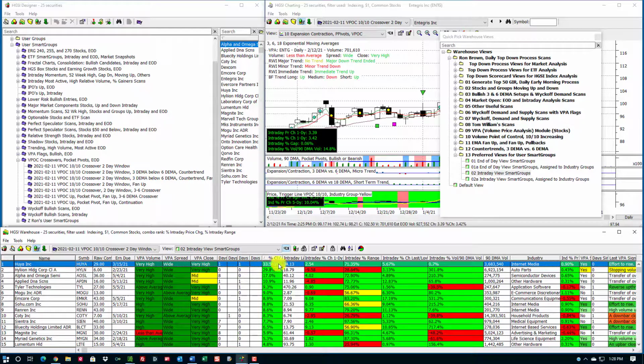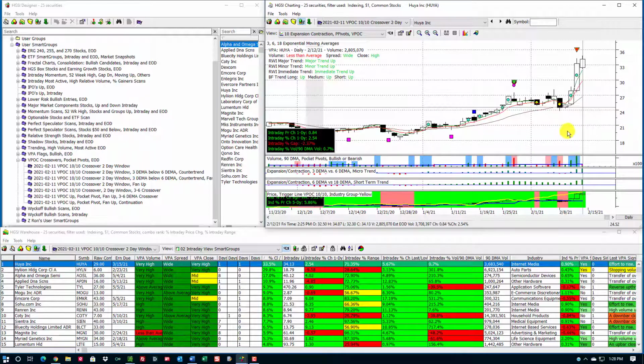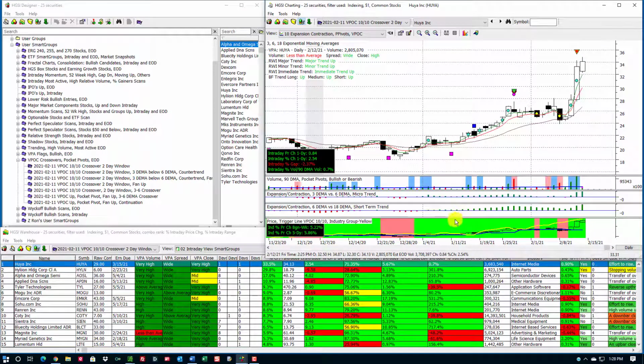Okay, let's just look at Huya. It was up big the last 2 days. I don't know what it's doing today, but I'll bring it up, and it looks like it is continuing to go up after a little gap down today. This is today. This is live. And let me make this chart a little bit bigger.